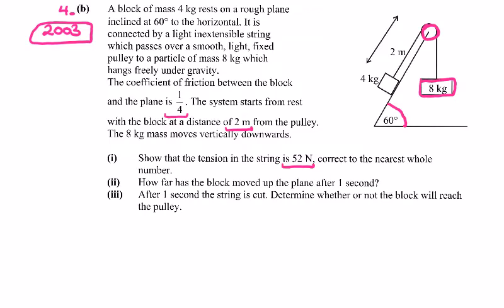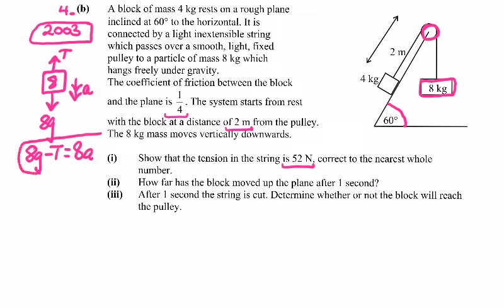Okay, let's do our equations. Let's start off with the 8. It's nice and easy. We've got tension in the string, we've got 8g, and it's coming down in this direction, a. So we have 8g minus T is equal to ma, 8a. So there's one equation you can set up quite quickly.